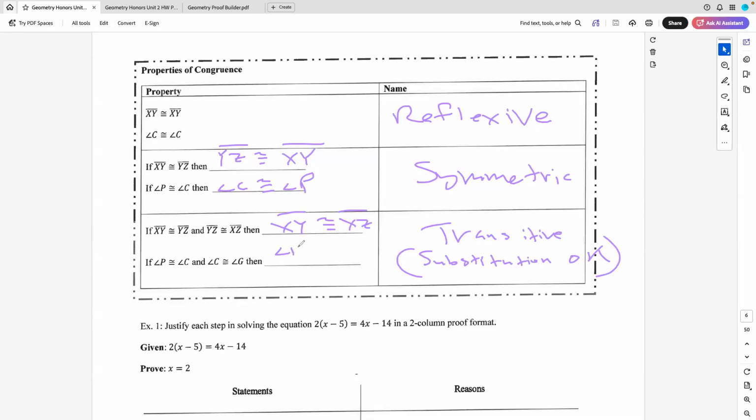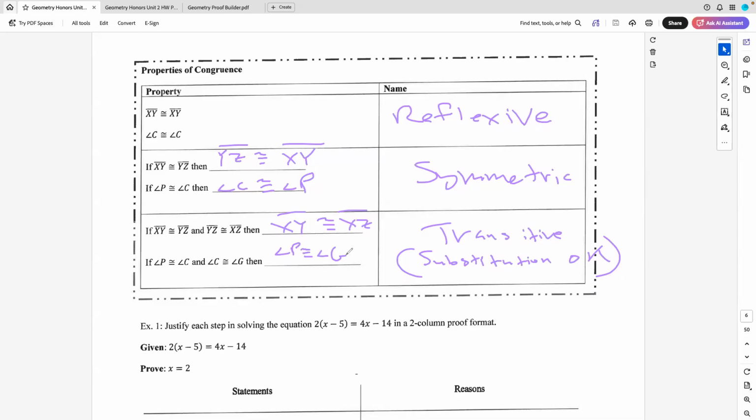And that's angle P. If P equals C, C equals G, then P equals G. So just to be clear what I wrote, I made a mistake earlier on, that's reflexive. Something equals itself, it's called reflexive. If you decide to just reverse the order, it's called symmetric. If one thing equals something and that something equals something else, then those two things have to be equal. We call that transitive, or you could say substitution.